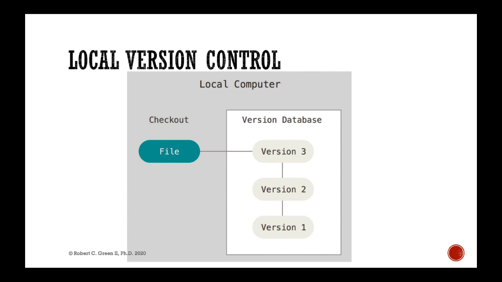This is how we do it locally, right? We just have a version database. Maybe that's a folder. You can check out a file, check it back in so people know you're working on that file, and it works like this. Right? So this is just locally.